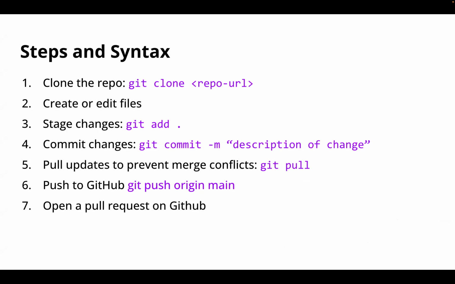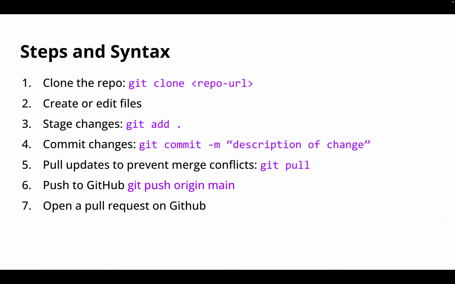So these are some very basic steps and syntax for cloning a project and working on it in your own local repository. You first clone the repository using git clone and then the repository URL, which I'll show you how to do later in our demo. Then you can create and edit your files, make whatever changes you want. To stage your changes, you do git add and then the files you want to add to the staging area.